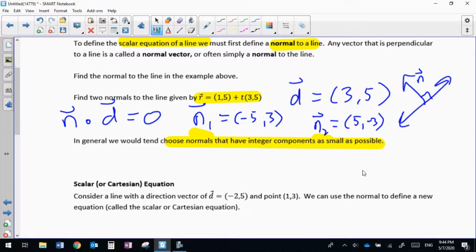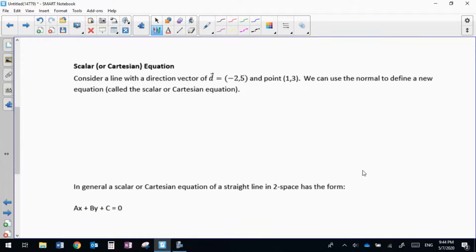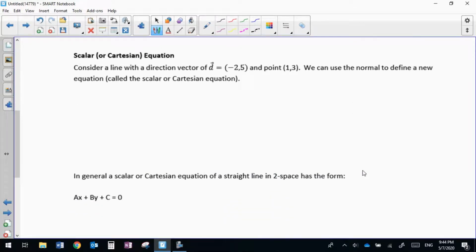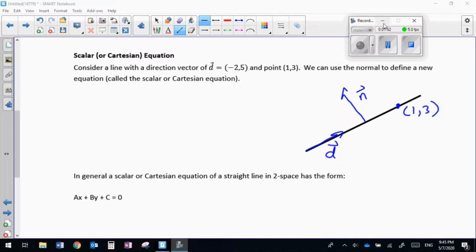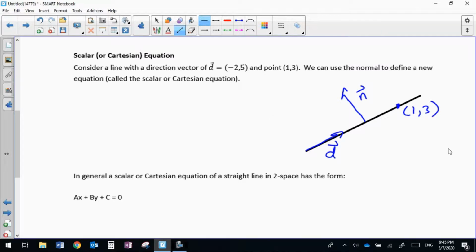Okay, why are we going to talk about normals? Well, just bear with me and see where this is going. Consider a line with a direction vector of negative 2, 5 and a point 1, 3. So we might actually imagine a drawing of that line. That line has a point, it has a normal, it has a direction vector as well. Now, I can tell what the normal is. One possibility for the normal is 5, 2. Because when I dot that with the direction vector, I will get 0: negative 10 plus 10, which is 0. I could also use negative 5, negative 2, but that seems kind of strange. So that would be the normal that goes in the other direction.